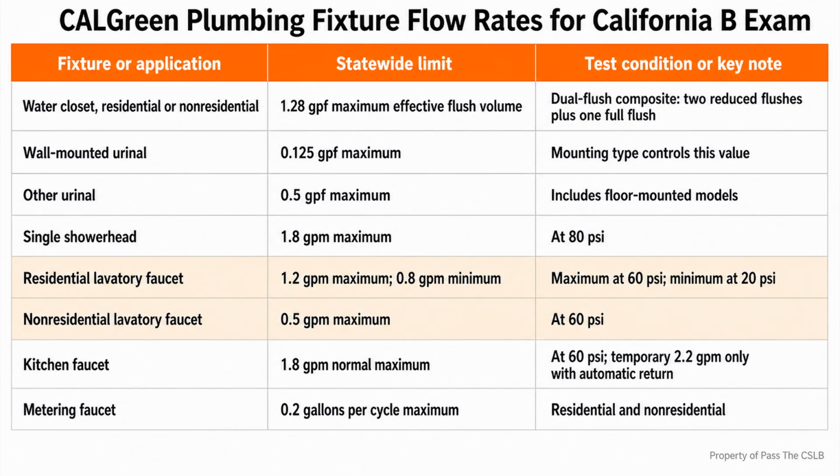I compare the fixture schedule and approved plans with the manufacturer's product data before procurement. I verify whether the fixture serves a dwelling unit, a public or common area, or a non-residential space. I check whether the rating is expressed in gallons per flush, gallons per minute, or gallons per cycle. I also check the pressure attached to a flow rating. That review sounds administrative, but it protects physical work.